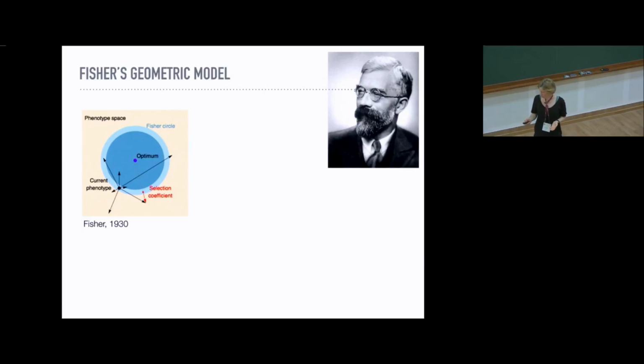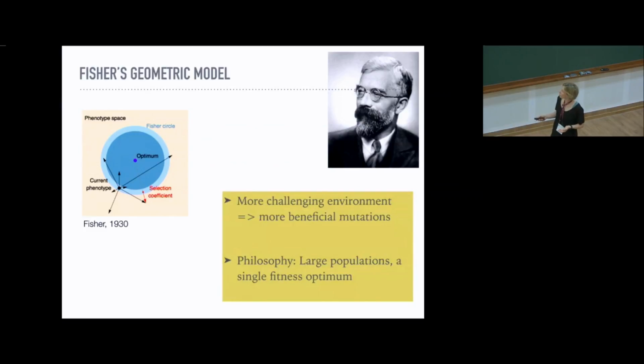And people have come up with really dozens of different hypotheses that derive from Fisher's geometric model in different ways. But some of them are, for example, that if you have a more challenging environment, meaning that you're further away from the phenotypic optimum, you will have more beneficial mutations. That is because if you move the optimum further away, the circle becomes bigger. And so just for geometric reasons, you will have more arrows that actually point inwards into the circle.